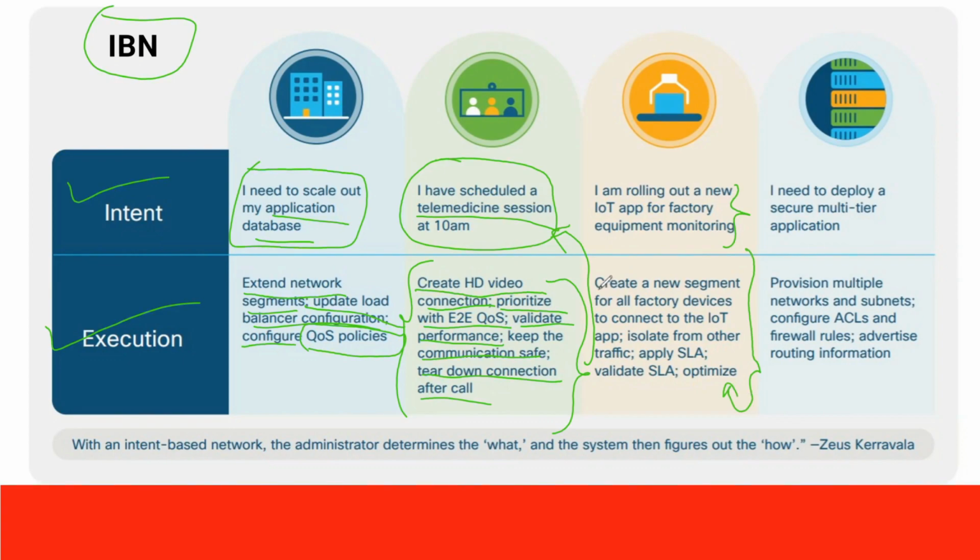A new, entirely separate IoT segment has to be created for all the IoT devices connected in the factory, in the headquarters, wherever it is. Create a new segment for all factory devices to connect to the IoT app. The important thing is to isolate it from the general network traffic, because IoT devices are more vulnerable to attacks. Many attackers choose the IoT section to attack organizations because they are more prone to errors.